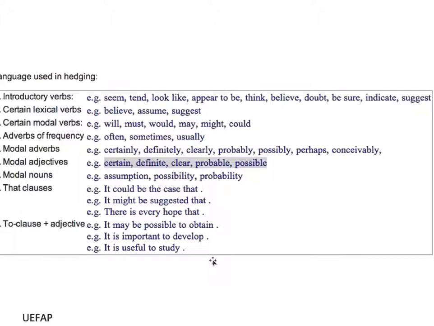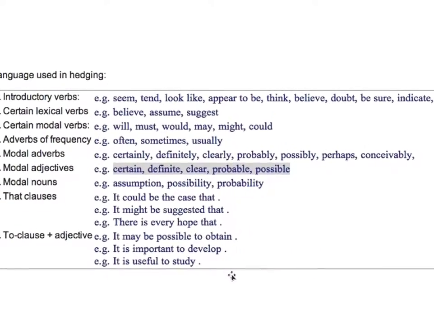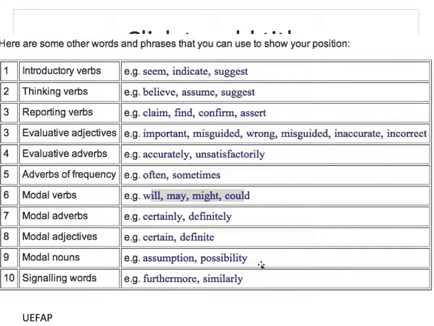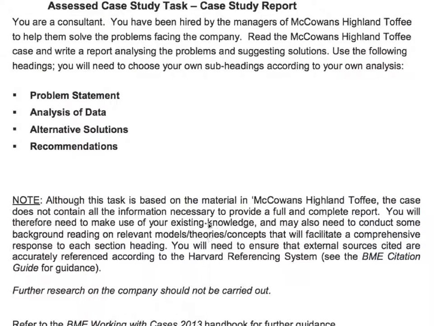Firstly, to analyze the situation, to make possible suggestions and to evaluate those alternatives, you'll be using hedging language. Also these possible words to express your position, that is your point of view. So if you claim, if it's important, modal verbs, if you're certain about something you'd say certainly, definitely. Those words can be used.